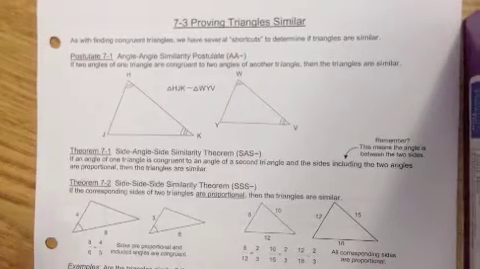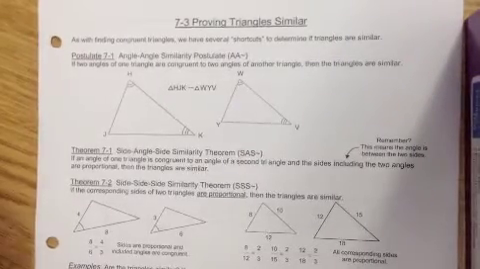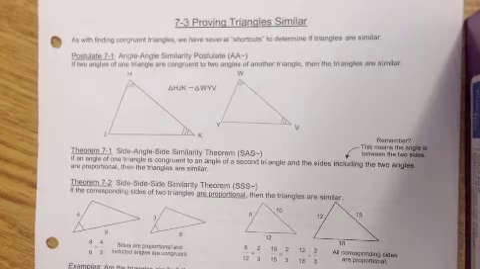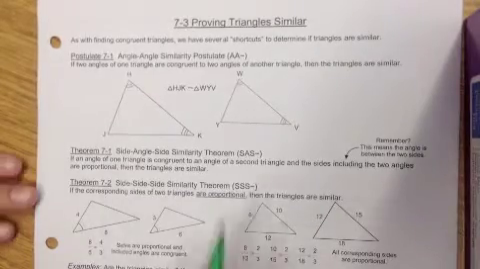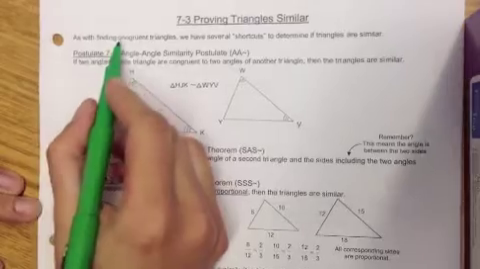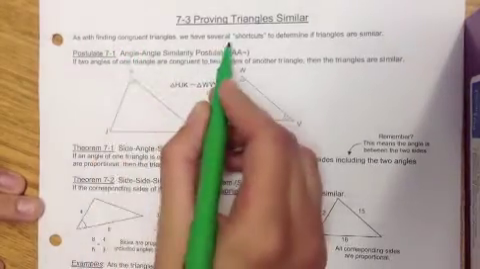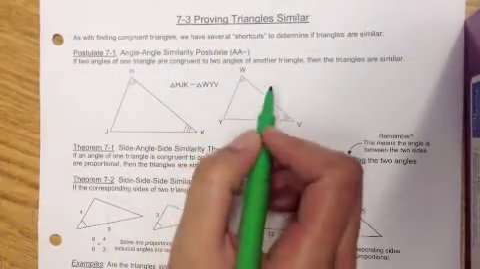Okay, 7-3 is proving triangles similar. So we're going to talk about 3 postulates and theorems that we can use to prove that triangles are similar. Just like we did with finding congruent triangles, we have several shortcuts that determine if the triangles are similar.